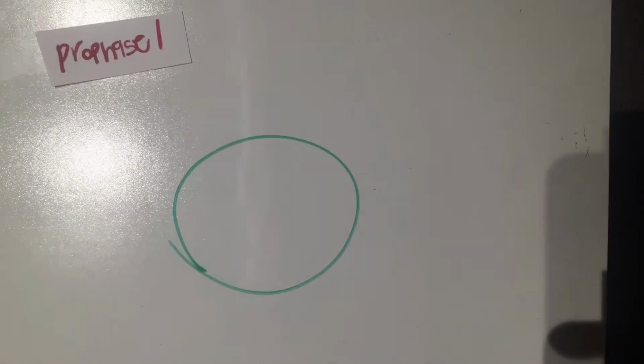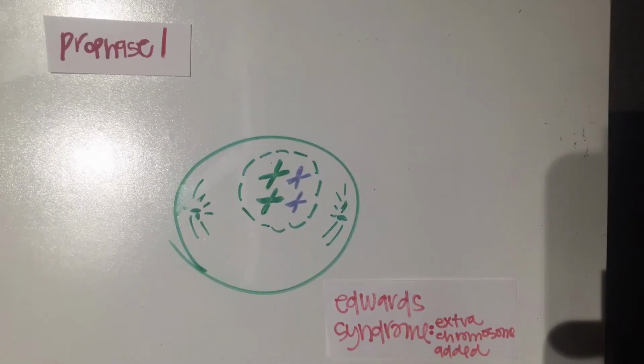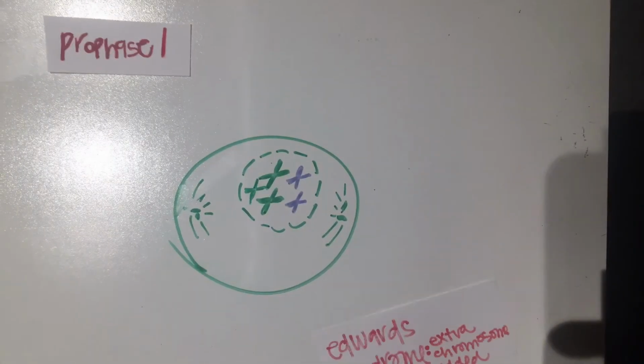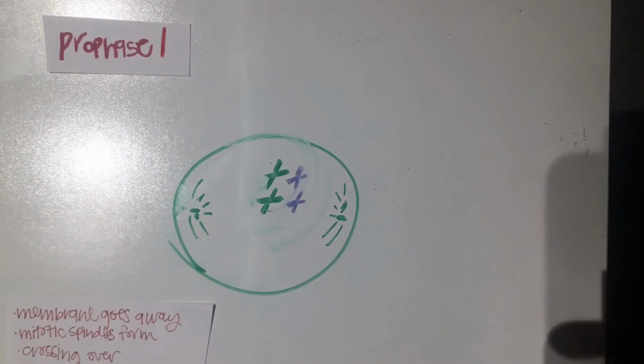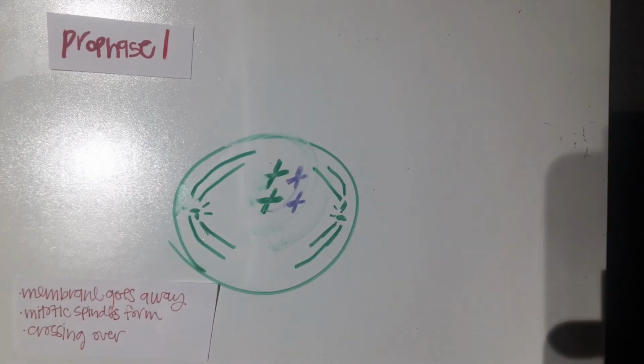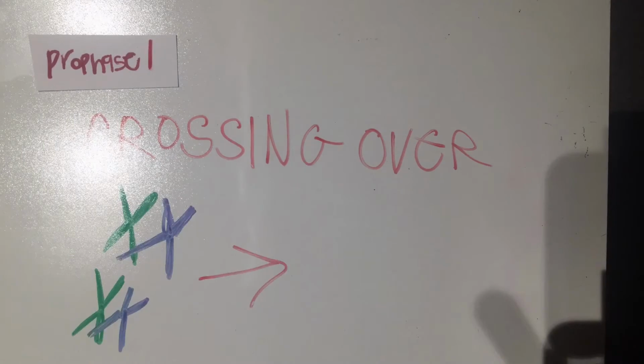Following interphase, you have prophase 1. This is where Edwards syndrome happens, where there's a random addition of a chromosome. Also in prophase 1, the membrane disappears, mitotic spindle begins to form, and crossing over occurs. Crossing over is when chromatids of homologous chromosomes cross over and make new combinations, which causes variety in DNA.